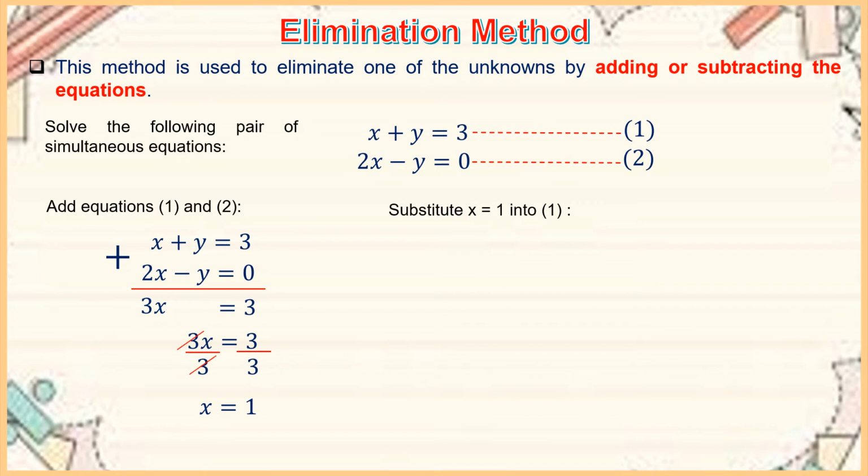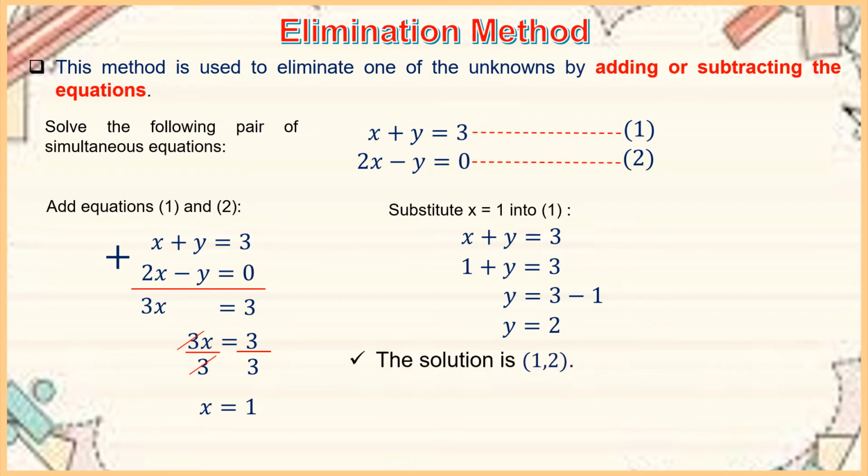Now we are going to substitute x is equal to 1 into equation 1. So x plus y is equal to 3. Your x will become 1. So transposing it to the other side, we will be having y is equal to 3 minus 1. And 3 minus 1 is equal to 2. So y is equal to 2. The solution is 1, 2.